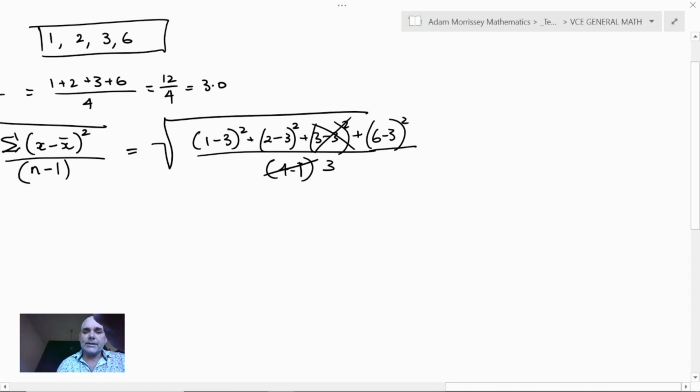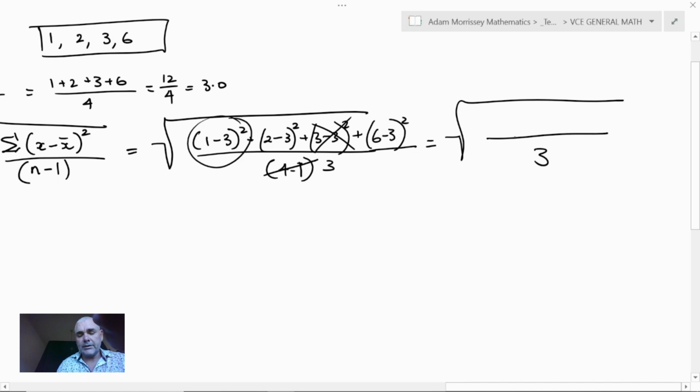And let's do the next little bit just to show you where this is going. So our denominator is 3. Let's come back in here. 1 subtract 3 is -2, and we're going to square that. And we've got 2 subtract 3, we're going to add that, -1 squared. The middle one cancelled out, so we've got 6 subtract 3, and we're going to square that. That's a +3, by the way.